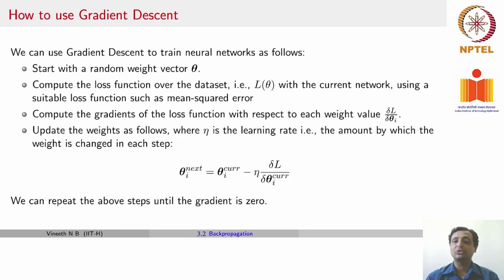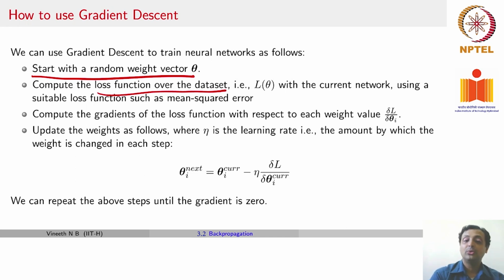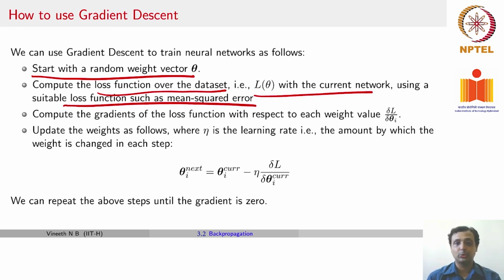Let's now try to see how you actually use gradient descent in practice to train neural networks, or to train any other function for that matter. For neural networks in particular, we start with a random weight vector theta. You compute the loss function over the data set. So you have a training data set. You take L of theta with the current network using a suitable loss function such as mean square error. You could have other loss functions, and we'll see many of them over this course. But at this point, let's take one of the simplest, which is the mean square error.